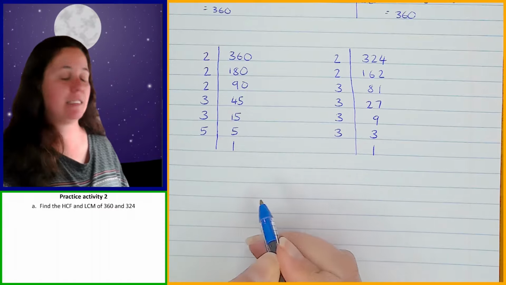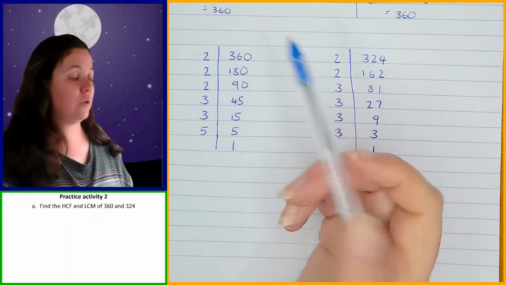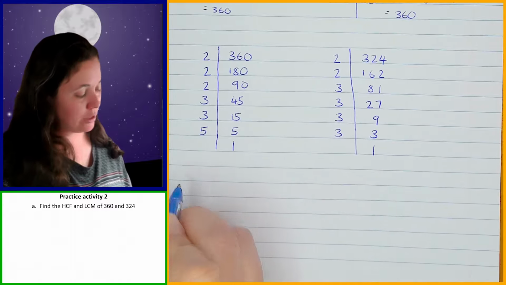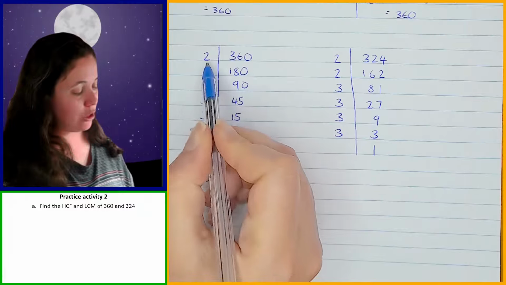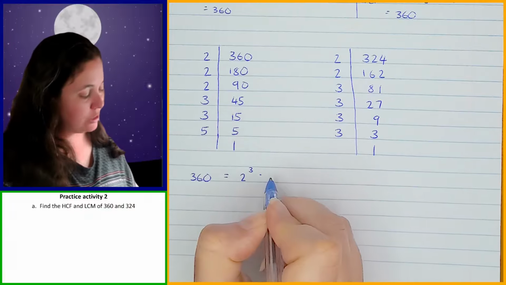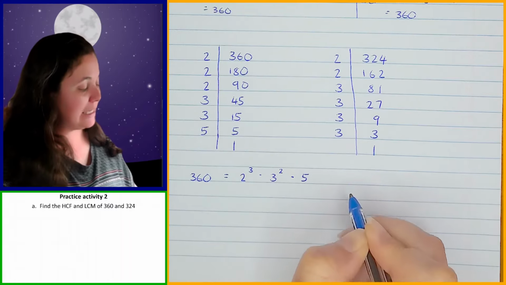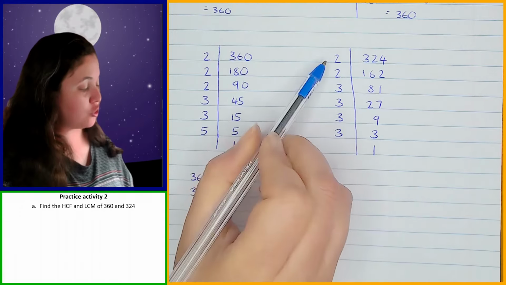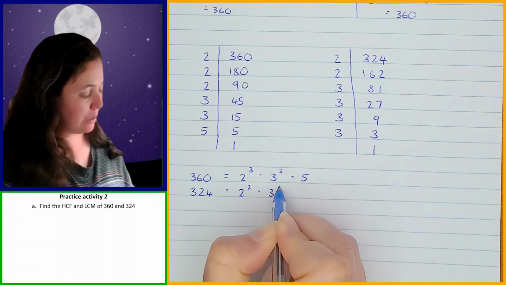Now we're going to go and write them as a product of their prime factors. So I'm going to use the second method, but if you chose to and you wanted to use the first method, that's fine. You should still end up with the same result, okay? But I'm going to be using the second method. So the first number, 360, is equal to, there are 3 2's, so that's 2 to the power of 3, multiplied by, there are 2 3's, so it's 3 to the power of 2 multiplied by 5. And then the second number is 324, which is, there are 2 2's, so it's 2 to the power of 2, times 4 3's, so it's 3 to the power of 4.